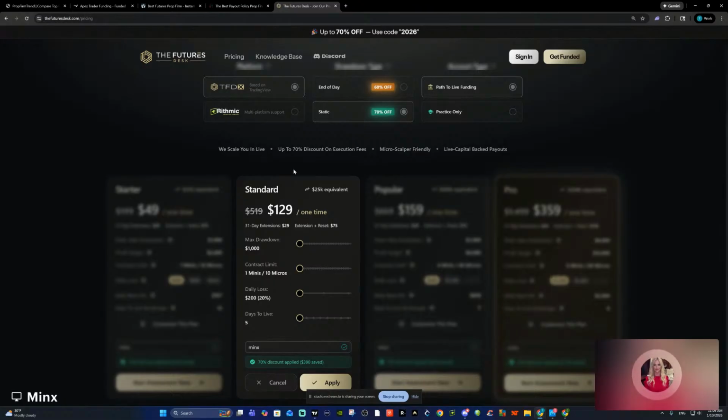But this is one firm that has the best static accounts around, and once you pass, you start to get uncapped daily payouts. So it's not going to happen, but it could. Let's say you get a funded account, you make 100 grand. You're able to withdraw 80 grand the next day because there is a split, and then you get to move to a live account pretty fast with them. So live capital backed payouts.